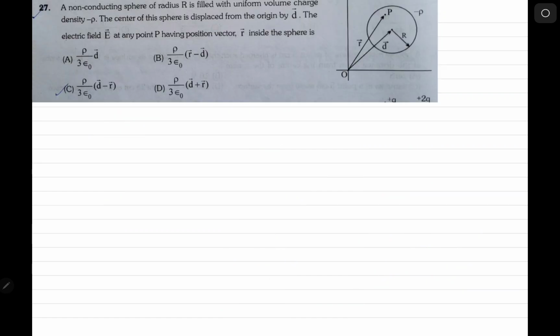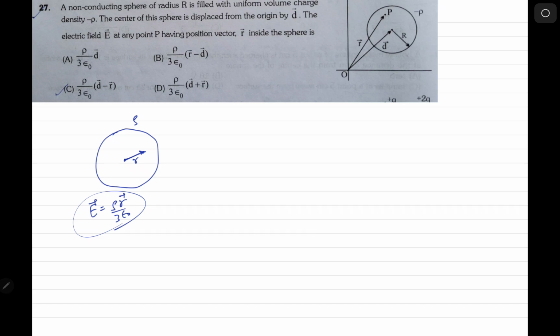Next question, again question 27 from exercise 1. The non-conducting sphere of radius r is filled with uniform volume charge density minus rho. So again it is an electric field due to a solid sphere. First of all we should know the formula of electric field inside a solid sphere. If it is a solid, non-conducting sphere, and this distance is r, what is the electric field at distance r? E is equal to rho r by 3 epsilon naught. That is a standard formula.